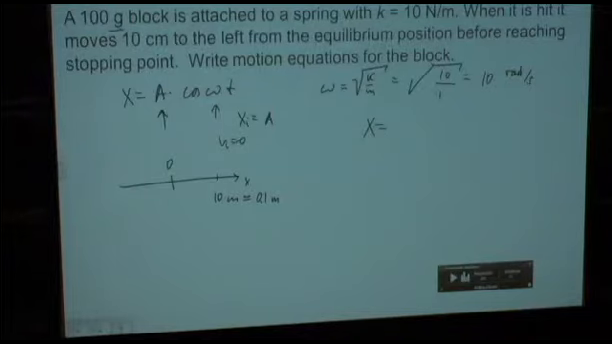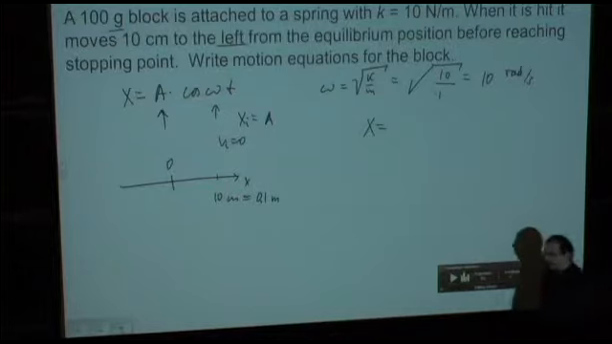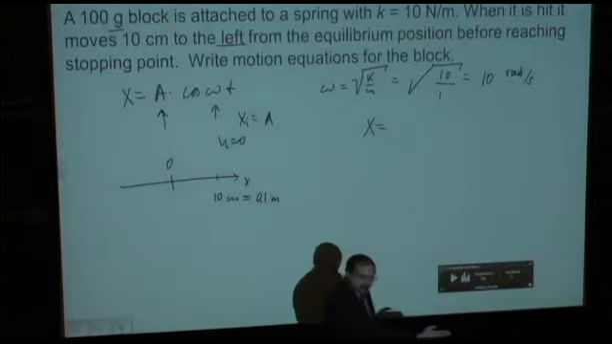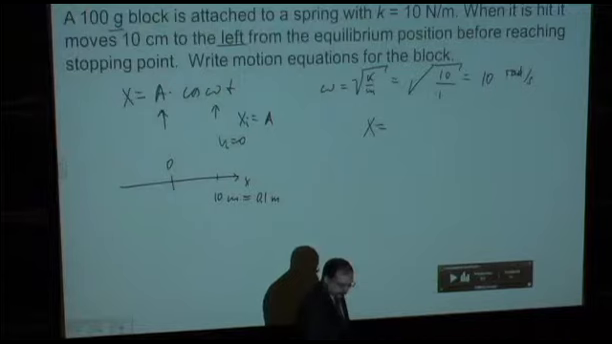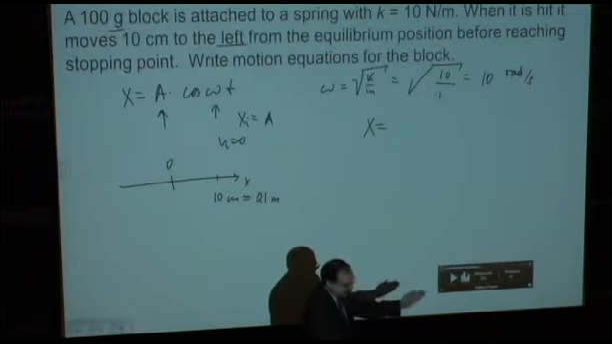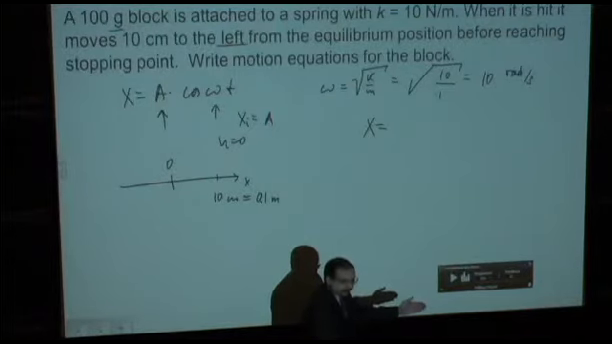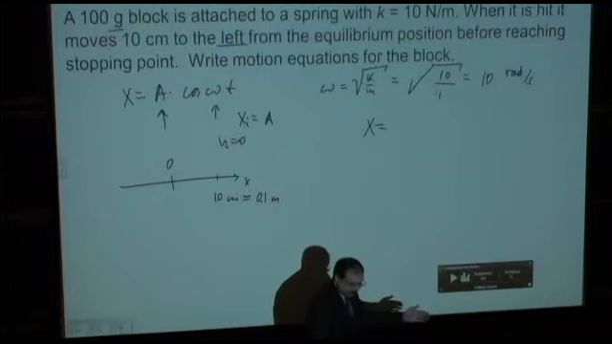It's going to be equal to, well, plus or minus. This word also is important because our positive x direction is to the right. So if initially it moves in the positive x direction, the initial position is positive. But if our positive x direction is to the right, but we released it in such a way that it initially moves to the left, that's 0.